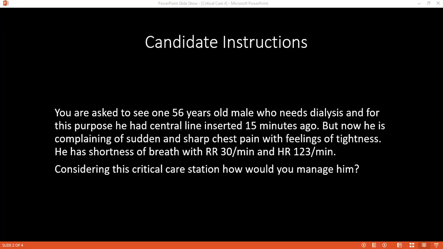Okay, there are certain indications for inserting a central line. Can you mention a few? They include administration of fluid for the patient, monitoring the central venous pressure, and hemodialysis for patients. Then also total parenteral nutrition, and transvenous cardiac pacing, etc. Good, thank you.